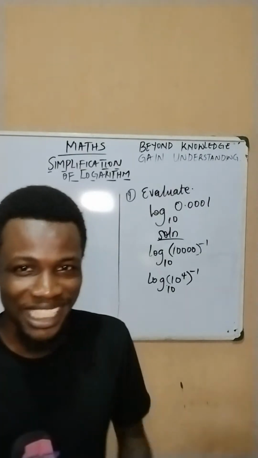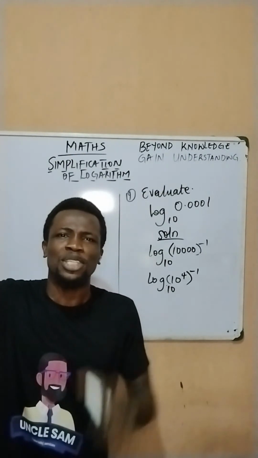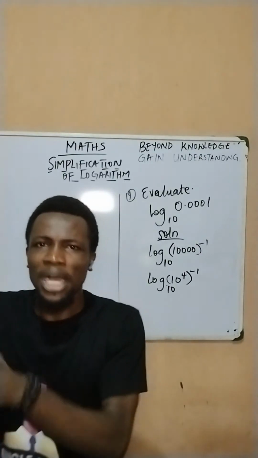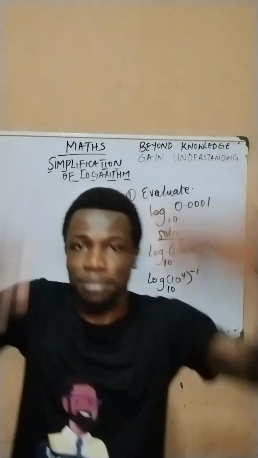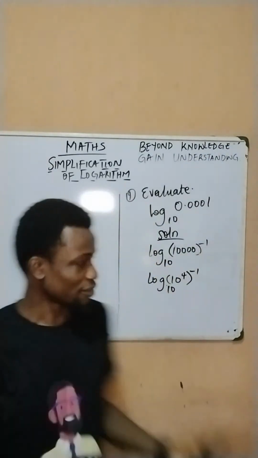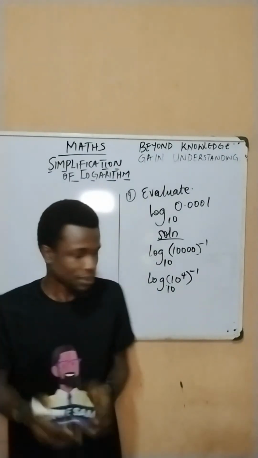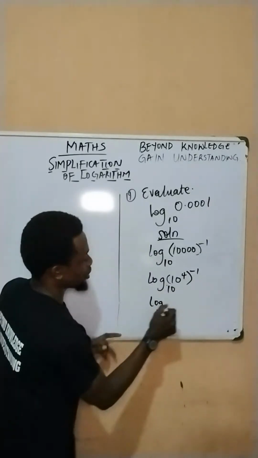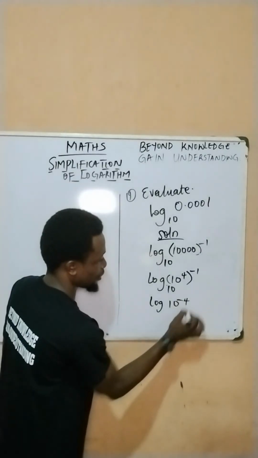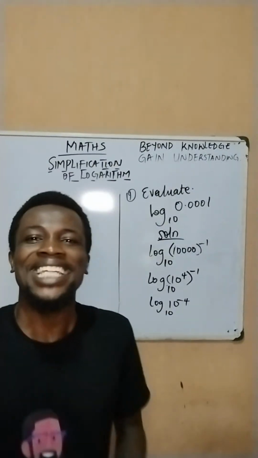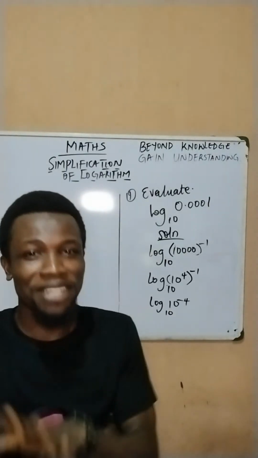It's getting quite interesting. So I can still employ one of the basic laws of indices, which is what? The law of what? Power. When you have a power that is inside the bracket and one that is outside the bracket, they go on to multiply themselves. So with that in mind, this power here and this power here will multiply themselves, so that this becomes log of 10 to the power of 4 multiplied by negative 1, which gives us negative 4, then to the base of 10. And at this point, it's looking very, very fascinating.